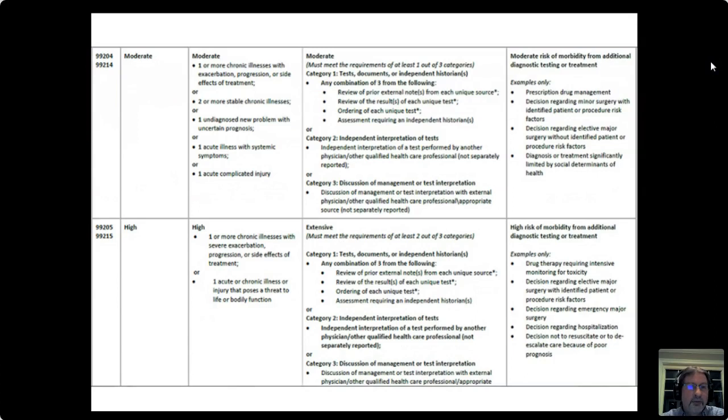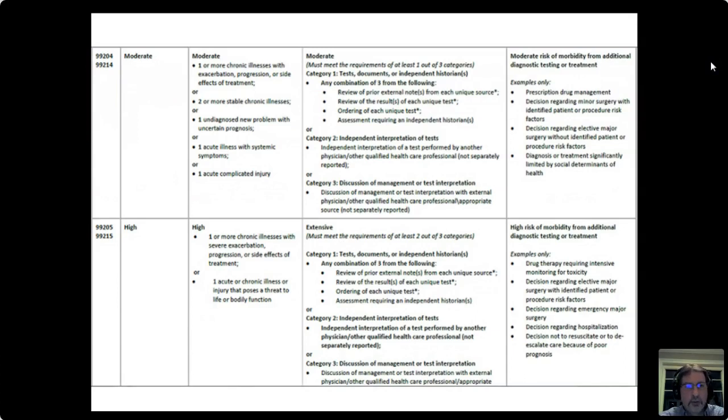But when you get to level 4, now you need a moderate level of everything. So with the problems, you have one or more chronic illness with exacerbation, progression, or side effects of treatment, or two or more chronic stable illnesses, such as, if a patient comes in with controlled diabetes and they've got cataracts that are not progressing to surgery, that would cover you for two or more chronic stable illnesses.